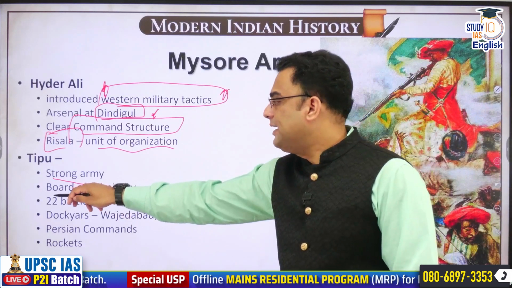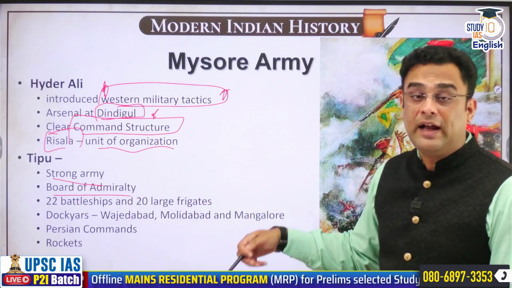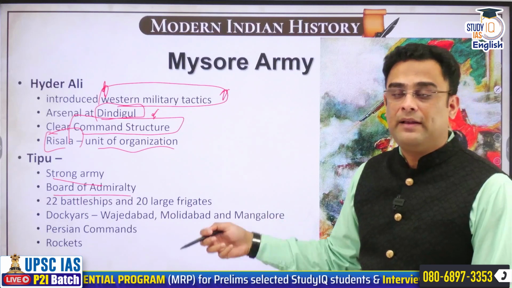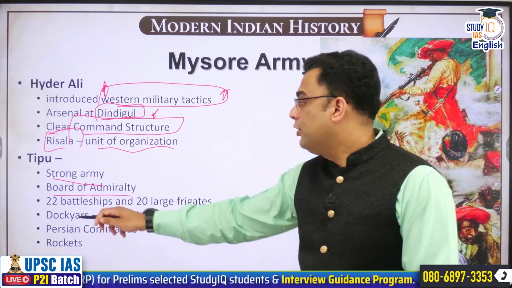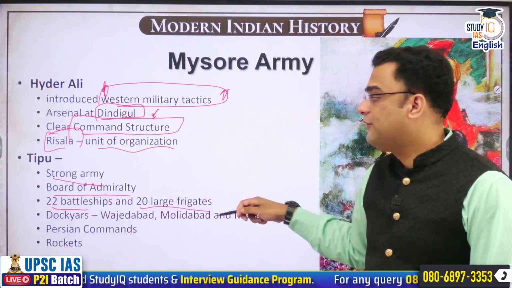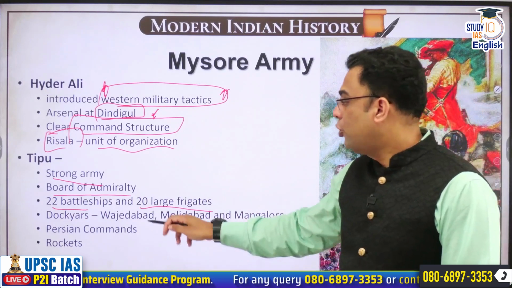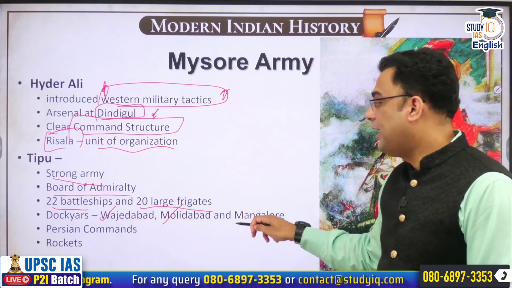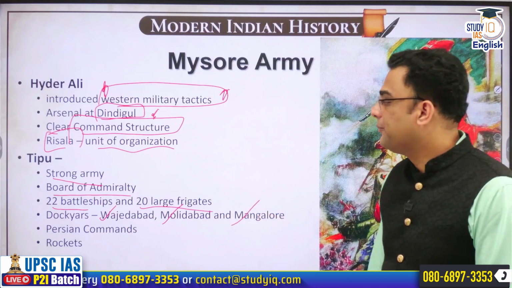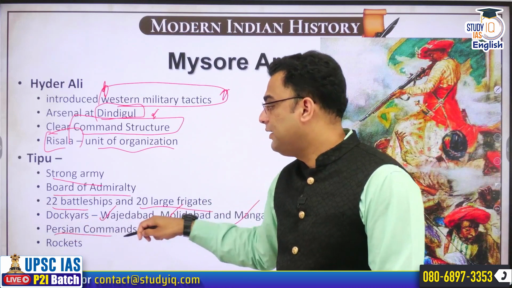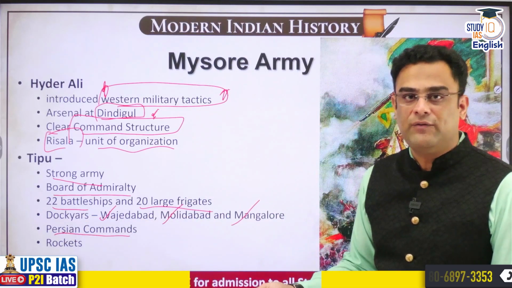A board of admiralty was created. Okay, he understood the importance of navy. He created a board of admiralty. 22 battleships and 20 large frigates were built. Dockyards at Wajidabad, Molidabad and Mangalore were built for this purpose. He introduced Persian commands into the drills of the army.